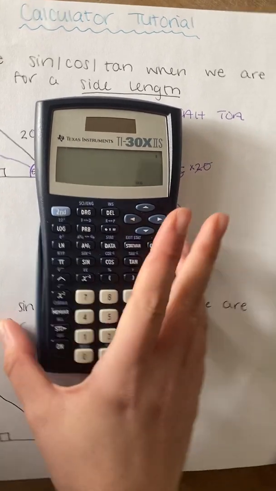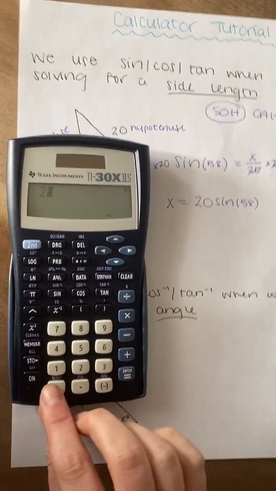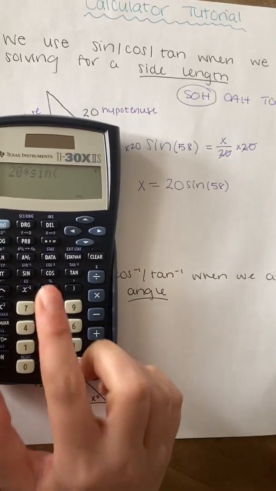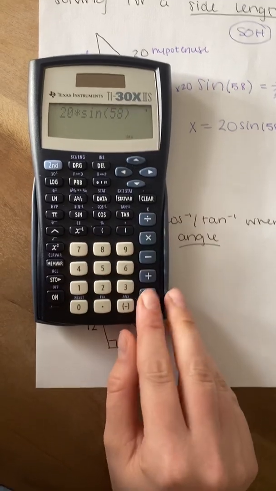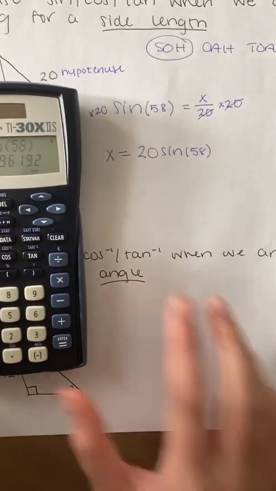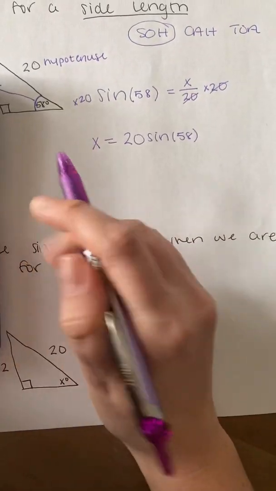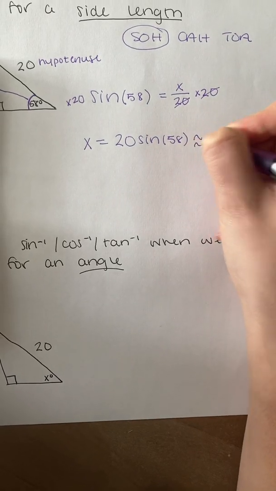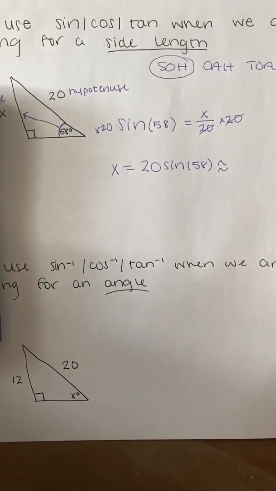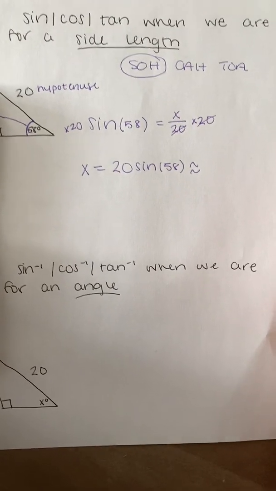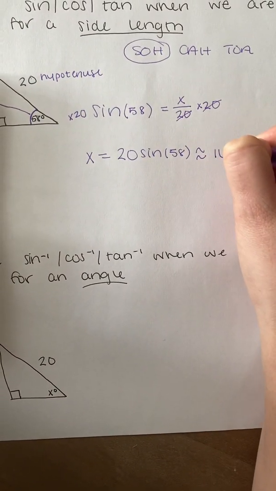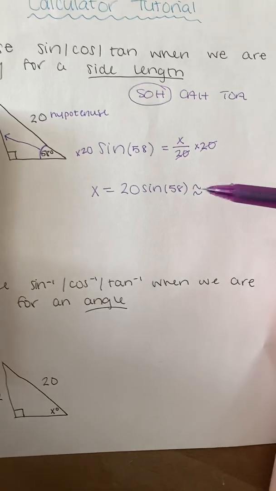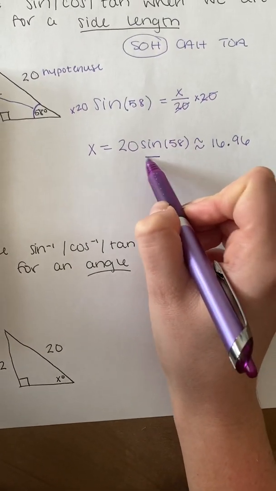Okay, so the way that we plug this in, 20 times the sine, just regular sine button of 58 degrees, enter, you get that side length is about, doesn't matter how many decimal places you round it to, like if I'm gonna have you do it on the test, I'll tell you. So 16.96 units. That's the length of that side. That's when we use the regular trig function for sine.